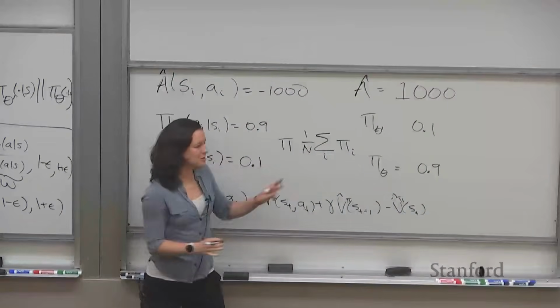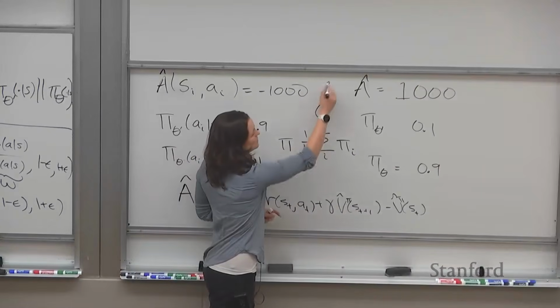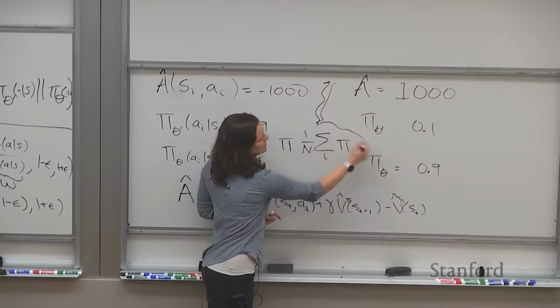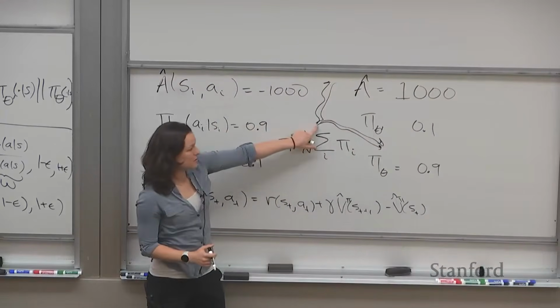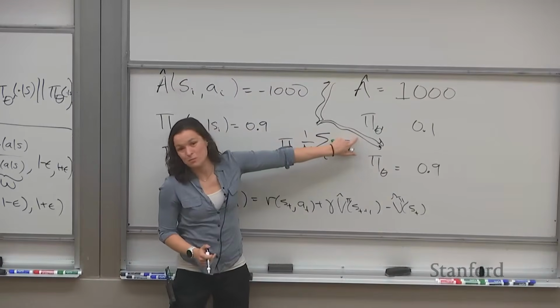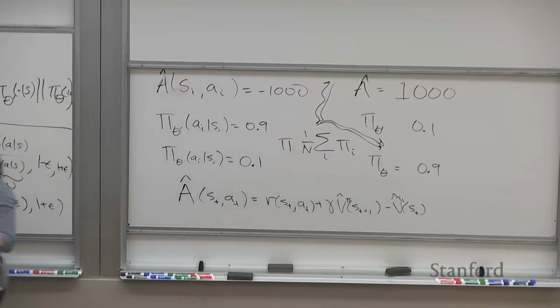Now, it's actually a little bit different than this because in some states, one policy might have gone over here and another policy might have gone over here. So in this state, it's going to be a mixture of policies, but in this state, it's going to be more of this policy. In this state, it's going to be a different policy. So it's actually a little bit messy.